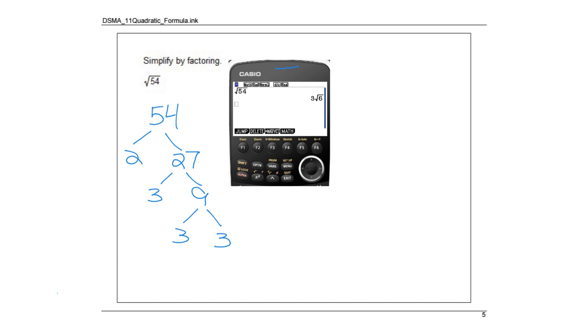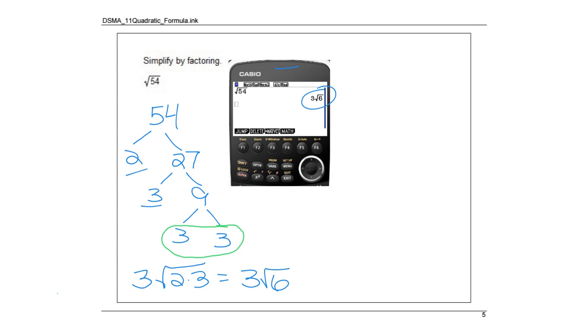Now, because this is a square root, we want pairs of numbers. So any pairs of numbers can come out of the radical. Any numbers that are by themselves cannot come out from under the radical. So what's going to happen is this pair of 3's tells me that a 3 can come out from under the radical, but I still have the 2 times 3 inside. And so that would get me back to 3 times the square root of 6, which is the same thing that the calculator gave me.